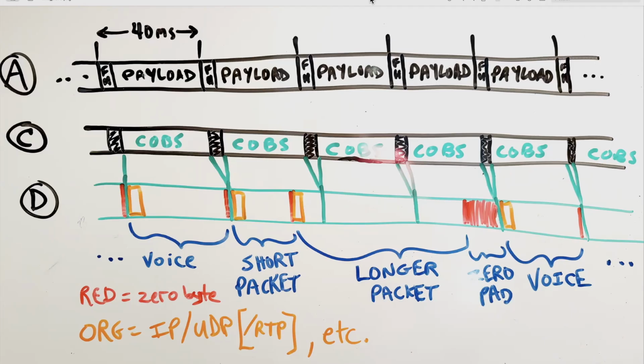kicks in. We could do the same thing between the short packet and the longer packet, and that would be easier. But obviously it costs overhead for no particularly good reason. So I'm thinking that we'll try to pack the things that aren't voice into the Cobb stream as efficiently as possible.